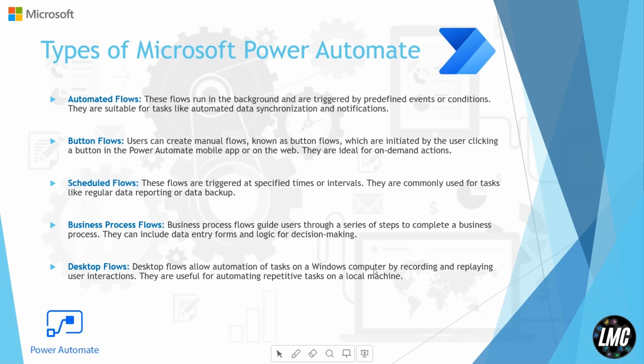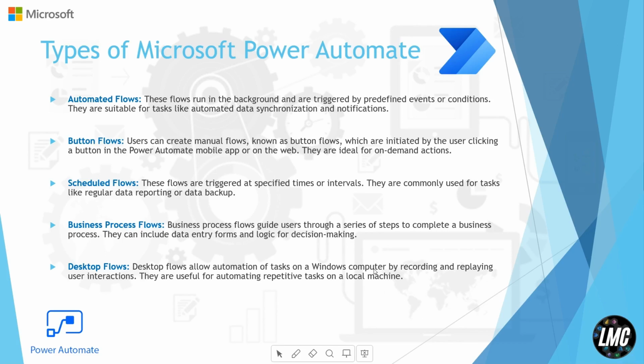It is also known as manual flows, which are initiated by the user clicking a button in the Power Automate mobile application or on the web. Okay, they are ideal for on-demand actions. So if you need something on demand, on the press of a button, just go with button flows.